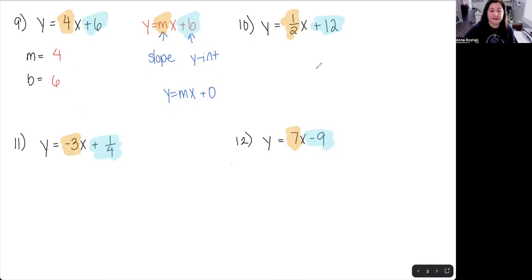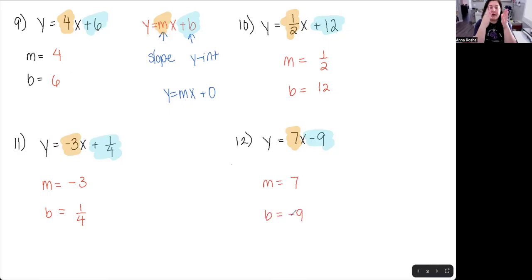So just to make sure that we have everything fully appropriate. Okay. Here, my slope is 4. My y-intercept is 6. Here, my slope is 1/2. My y-intercept is 12. And this is really what they're looking for. Here, my slope is -3. My y-intercept is 1/4. They're not looking for you to highlight the things that you need to see. They want actual answers of m is this, b is that. Okay.